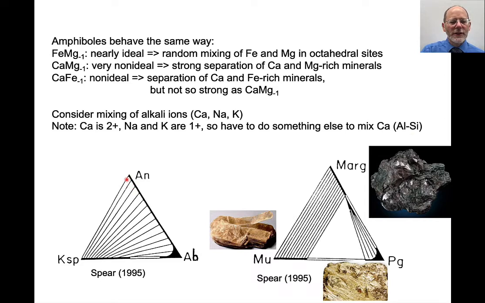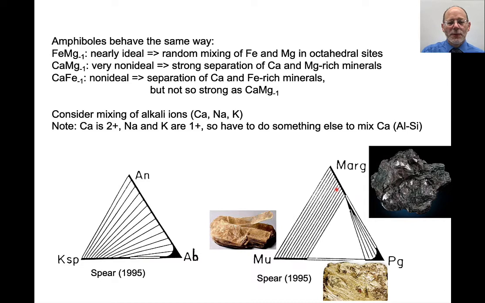If we look at a ternary composition diagram for the feldspars, we find that at moderate temperatures, there's complete solid solution between the anorthite calcium and albite sodium end members. And there's a lot of solid solution between potassium feldspars and sodium feldspars, but there is still this composition gap that occurs at intermediate to lower temperatures.